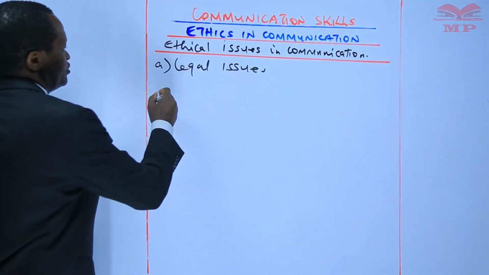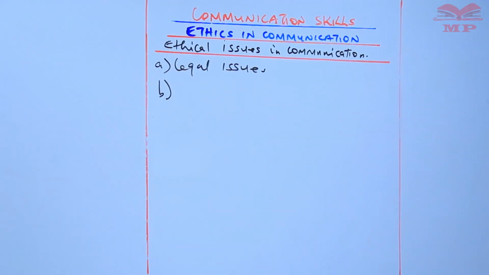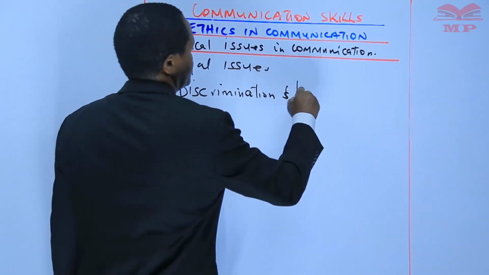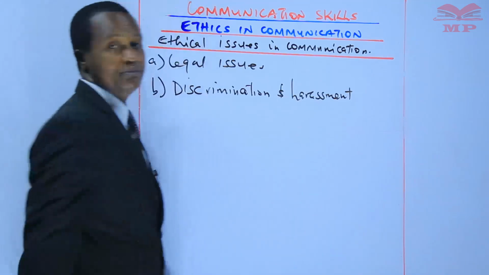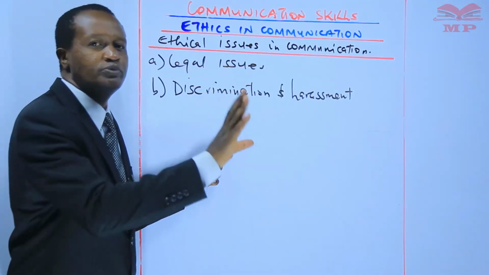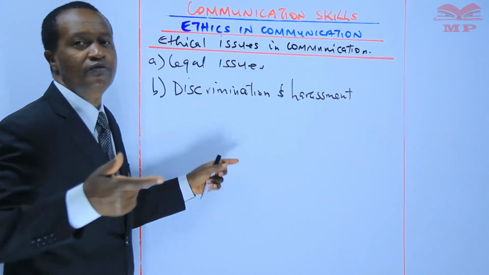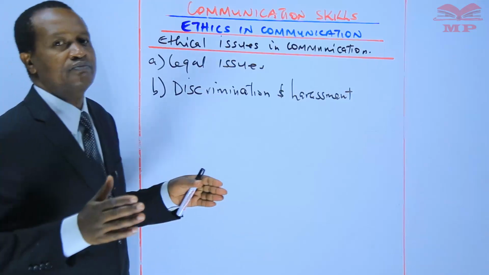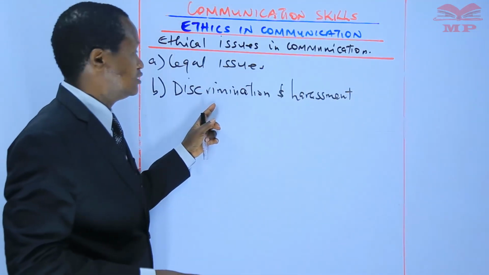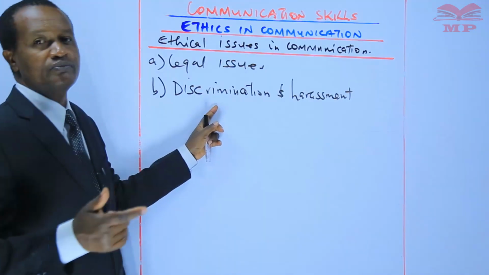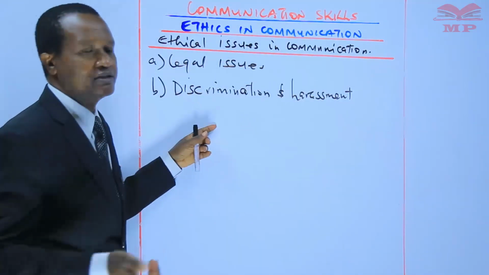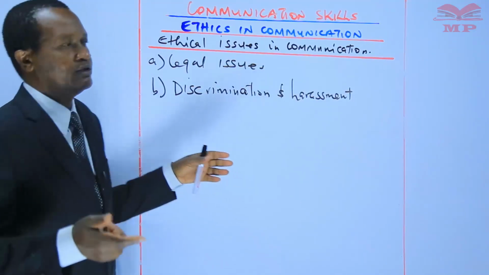The second ethical issue is discrimination and harassment. Discrimination involves deliberate actions to exclude certain groups of people. Legislation has been passed to prevent such, especially in housing, in education, in employment, and so on. There is legislation to guide in matters to do with discrimination. And candidates, discrimination is unethical because it seeks to segregate individuals on the basis of race, gender, religion, nationality and so on.